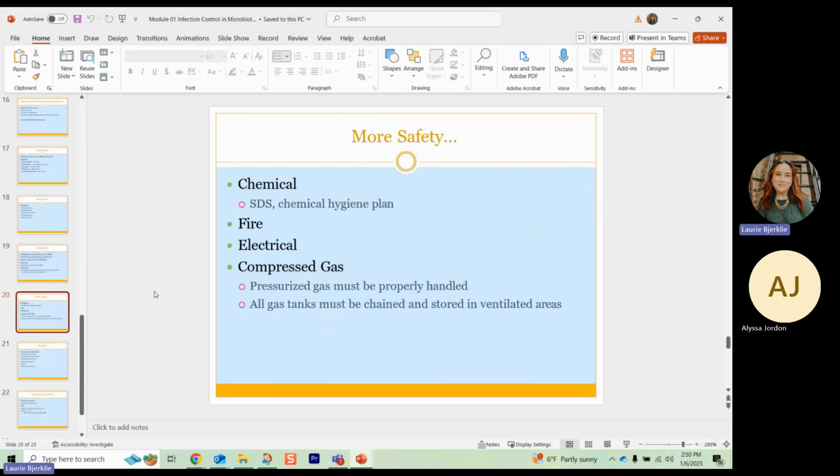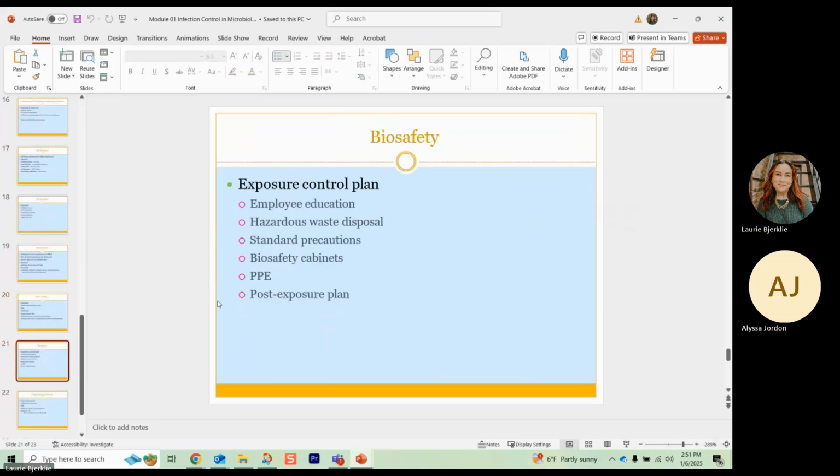You've heard of this in different classes. So you have your chemical safety, which includes your standard, your safety data sheets. I couldn't think of the first S there for a second. Sorry. Safety data sheets. It used to be called MSDS. Now it's just called SDS, safety data sheets. You also have to have a chemical hygiene plan in every lab. Basically, what do you do if you get exposed to that chemical? Fire safety, which involves, of course, fire extinguishers, electrical safety, if there's compressed gas, that kind of thing.